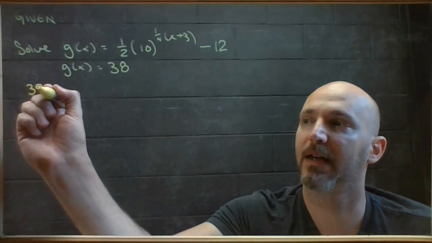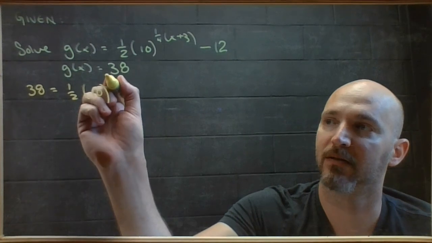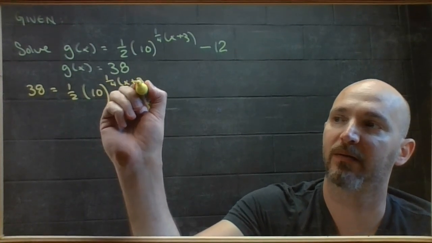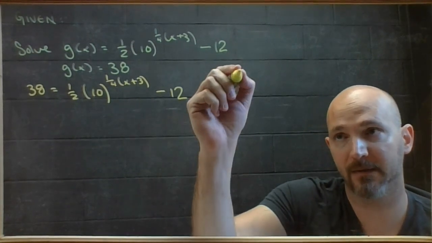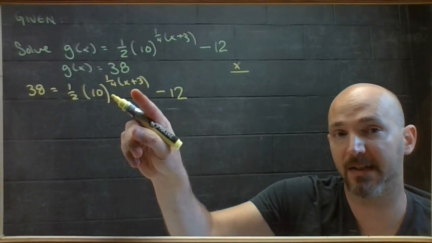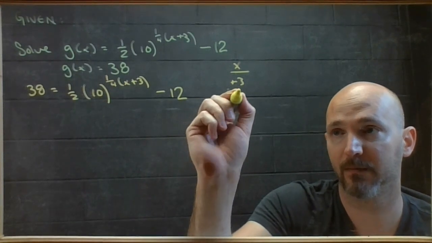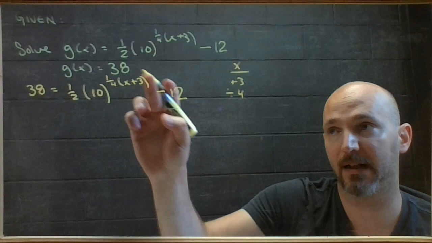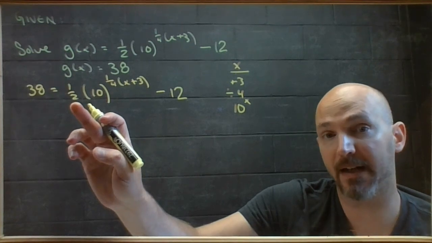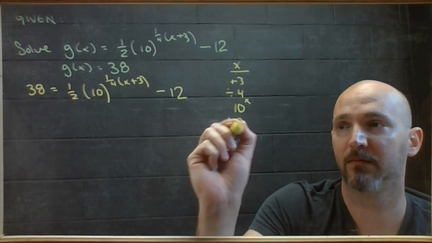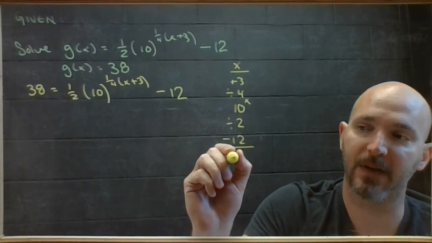So 38 is 1/2 of 10 to some exponent minus 12. So find my x. First thing I did to it was add 3. Then I divided it by 4. Then I put it as an exponent on a 10. Then I divided it by 2. Then I subtracted 12. And after all that, I ended up with 38 as my answer.